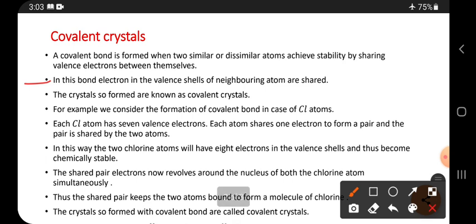In this bond, electrons in the valence shell of neighboring atoms are shared. Only neighboring atoms share, but the electron must be present in the valence shell. The crystals so formed are known as covalent crystals, because of this covalent bond. For example, we consider the formation of a covalent bond in the case of chlorine atoms. How does it form? Let me explain.